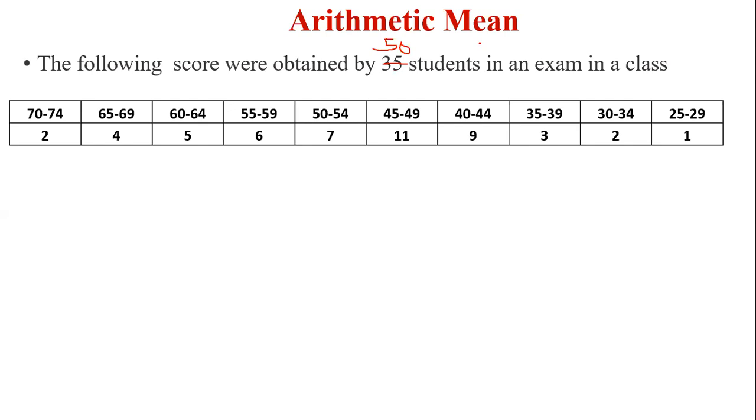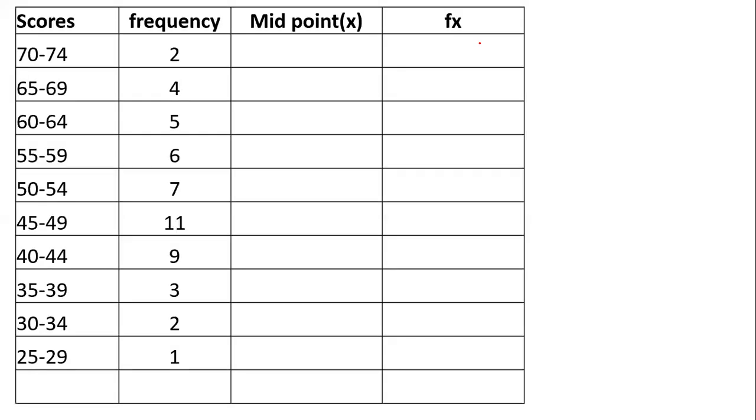We have to draw this table, in the way I have represented it here. See, I have my scores. Those who scored between 70 and 74, there are 2. Between 65 and 69, there are 4. Between 60 and 64, there are 5. 55 to 59, there are 6. 50 to 54, there are 7. 45 to 49, there are 11. 40 to 44, there are 9. 35 to 39, there are 3. 30 to 34, there are 2. And 25 to 29, 1.